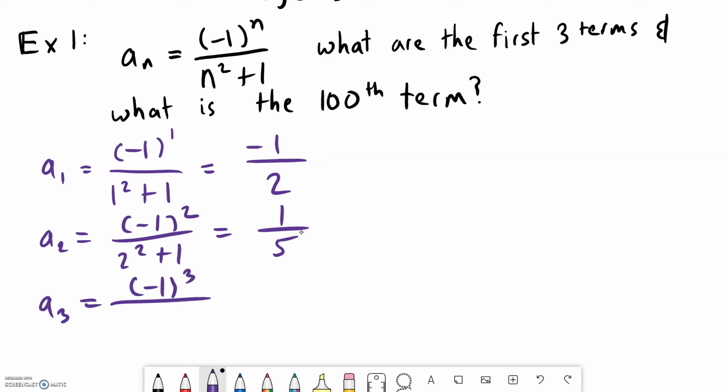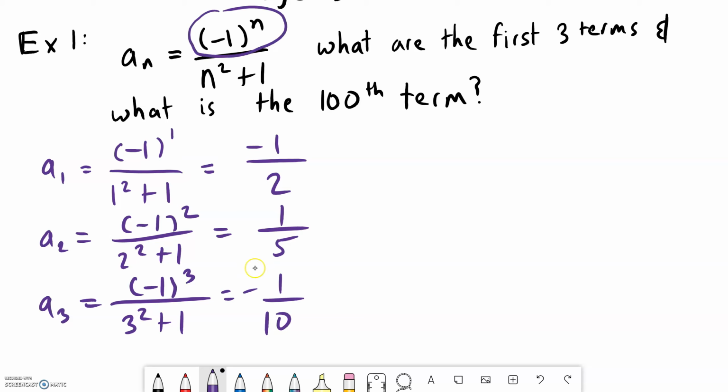And then this is what? 3 squared plus 1, that's 9, so it's 1/10, right? And then we have to keep the negative because this is now a negative term. Notice that this sequence is flip-flopping from positive, negative, and positive, negative. And this is because of this term right here, right?